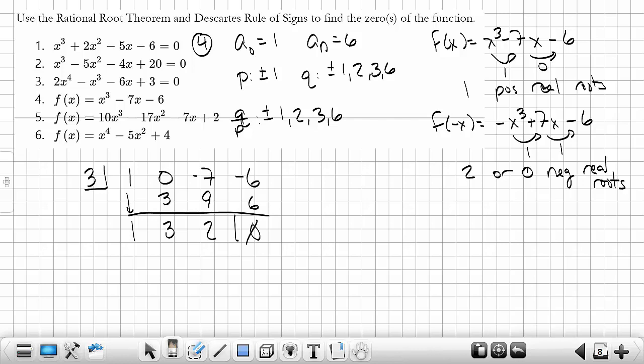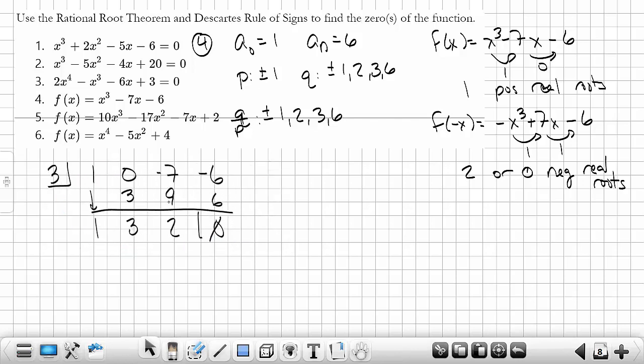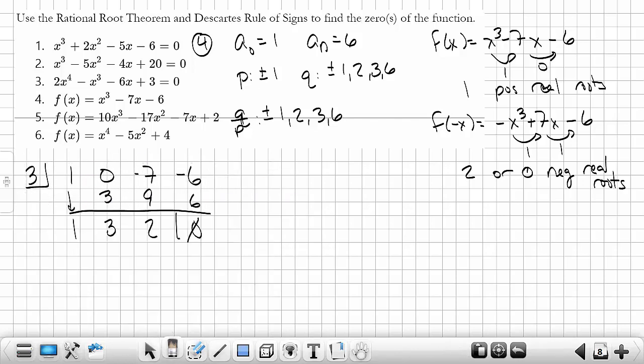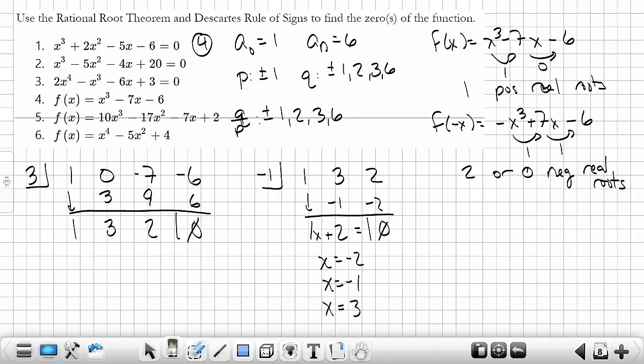Let's find either 2 or 0 negative real roots. Let's try them. Move this over a little bit. 1, 3, 2. Negative 1 is going to work. So 1x plus 2 equals 0, so x equals negative 2, x equals negative 1, and x equals 3. There are our 3 roots for number 4.